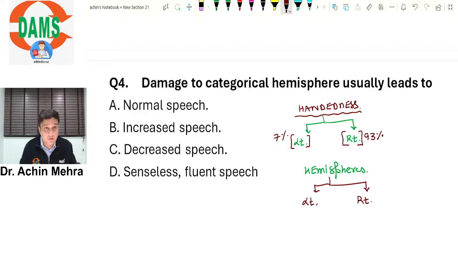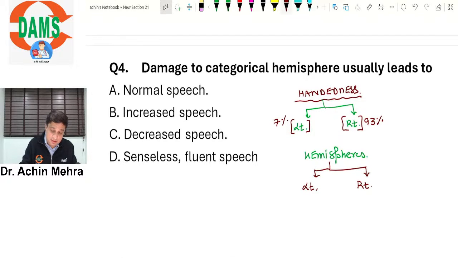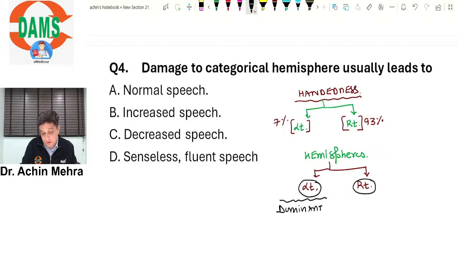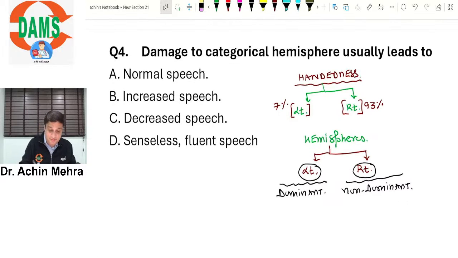Now, as per Guyton, if I read it, the left hemisphere is the dominant hemisphere and the right is always considered to be non-dominant. Why do we call the left hemisphere the dominant hemisphere? Because this part of the brain has the speech areas which are functional. The right side might also have it, but over there it's non-functional. Now this left dominant hemisphere is also known as the categorical hemisphere.